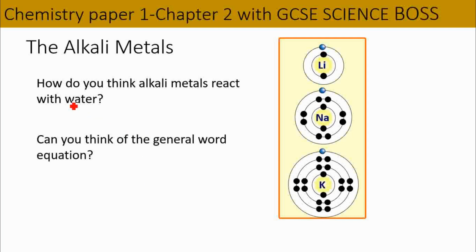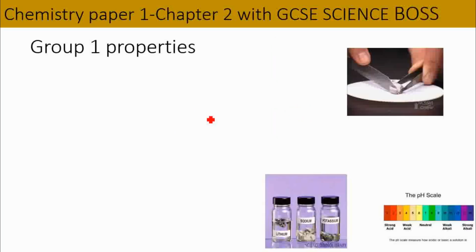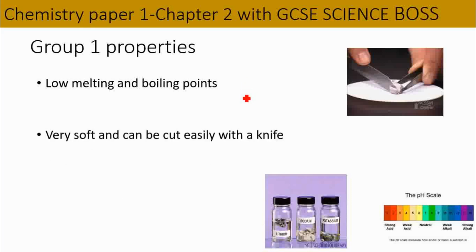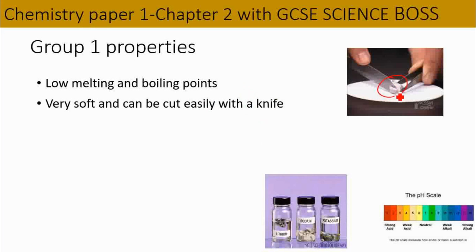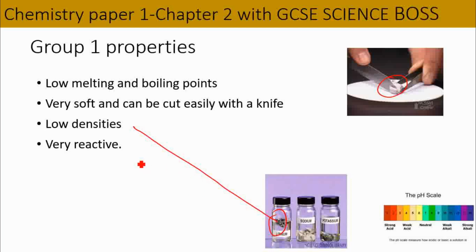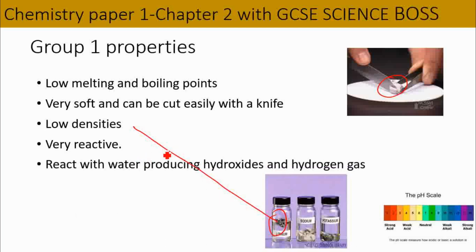Now, how is it that these metals react with water? We also need to know the general word equation. Before we look at that though, quickly, let's look at some group 1 properties. They have low melting and boiling points in comparison to their metal counterparts. They're very soft, so you can cut them easily with a knife. They have low density. What does that mean? They tend to float on the liquid. They're very, very reactive because they only have to use one electron from their outer shell.